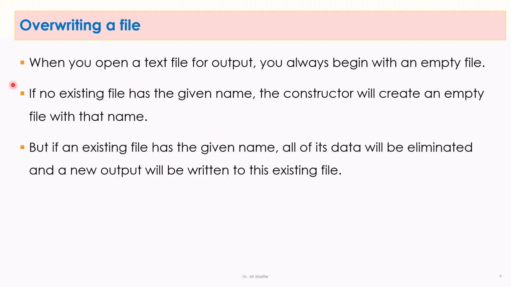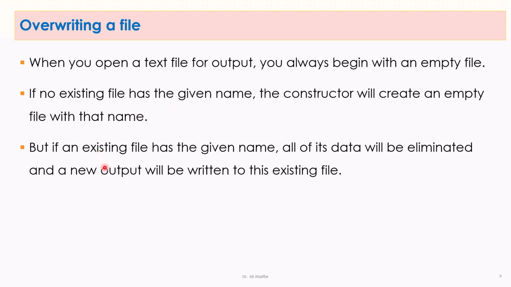In summary, if you want to open a text file as an output file, then when you open that file, you always begin with an empty file. That means we write into the file everything from scratch. If no existing file has the given name, then the constructor will create an empty file with that name.